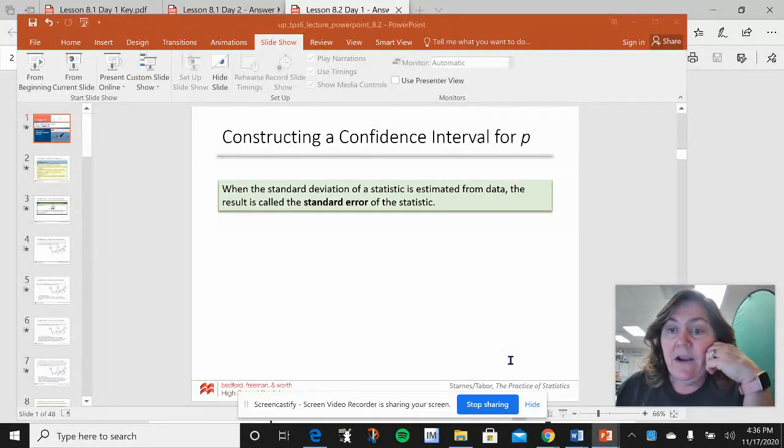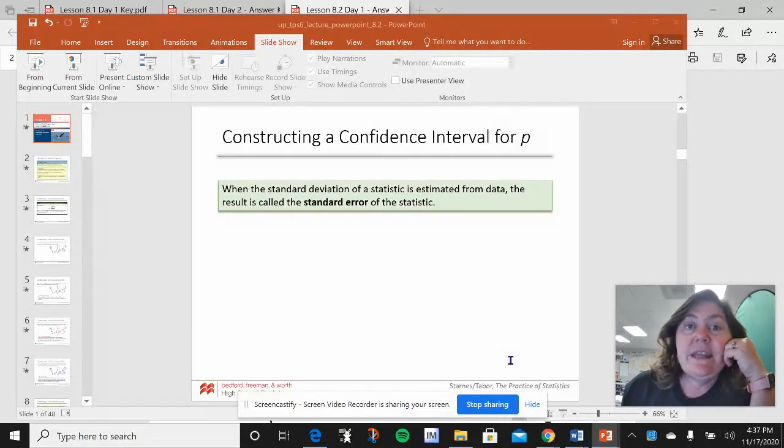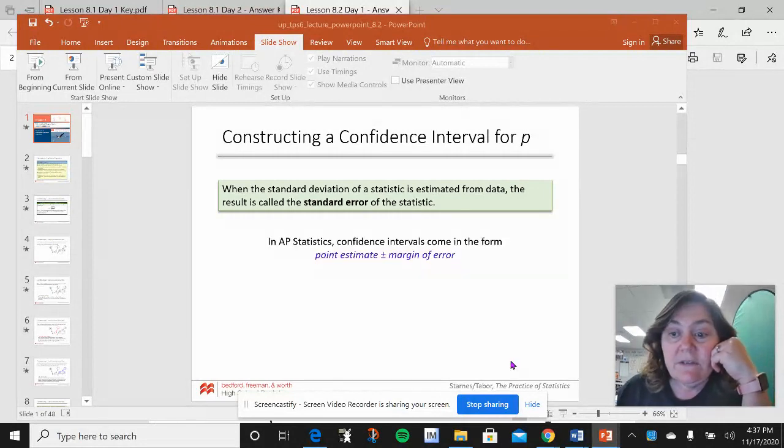And then I'd already mentioned this earlier, but when you're taking the standard deviation of a statistic, like we were of a p-hat, then that result is called the standard error of the statistic. So you will see that language as well as the standard deviation.